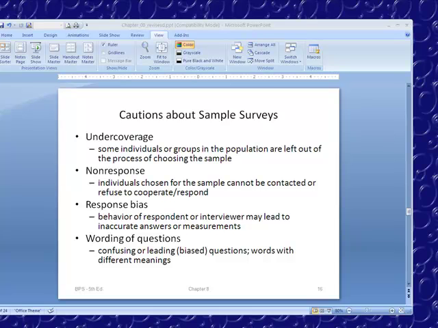You have response bias, that's behaviors of the respondent or interviewer that can lead to inaccurate answers or measurements, and wording of questions: confusing or leading questions, words with different meanings, any kind of biased question.